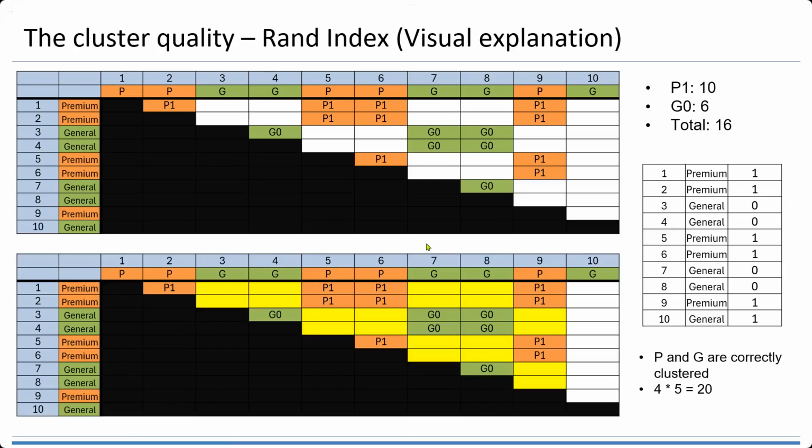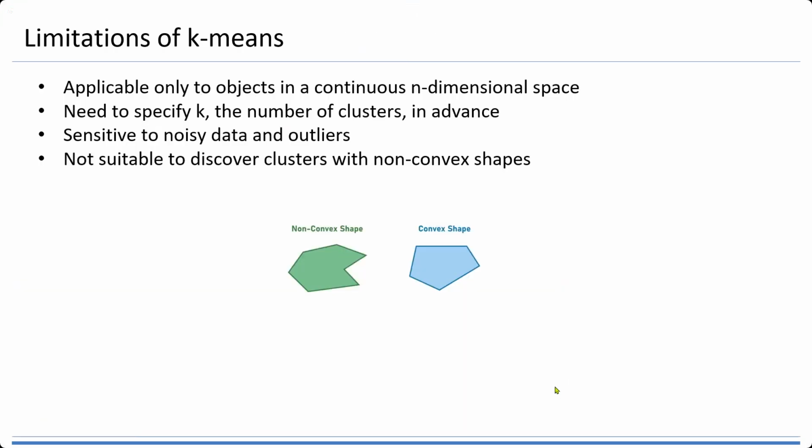Yeah, you can look at this one, and you can try to review what it means by the P1, G0, and so on. When you use k-means, there are some limitations. First, k-means is applicable only to objects in a continuous n-dimensional space.